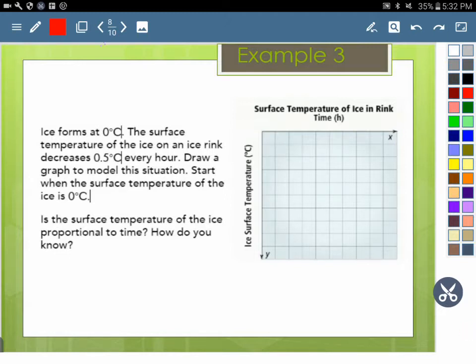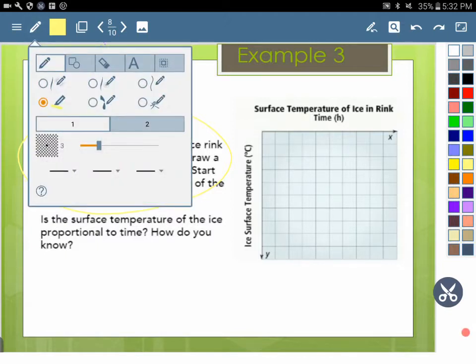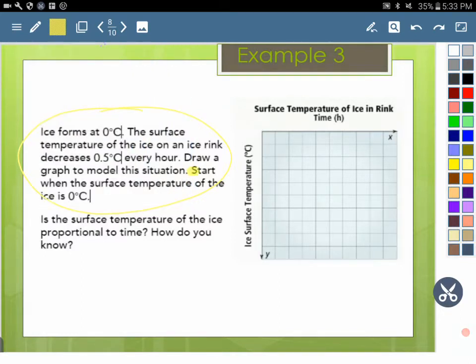How do you know? Okay, so that second question, again, we're going to look for if when we draw the graph, does it form a straight line and does it go through 0, 0? Well, that means we have to do a little bit of interpreting of this top paragraph because there's a lot of stuff going on in that top paragraph. So let's start by what I read that struck me as important, which was that we need to start when the surface temperature of the ice is 0 degrees.